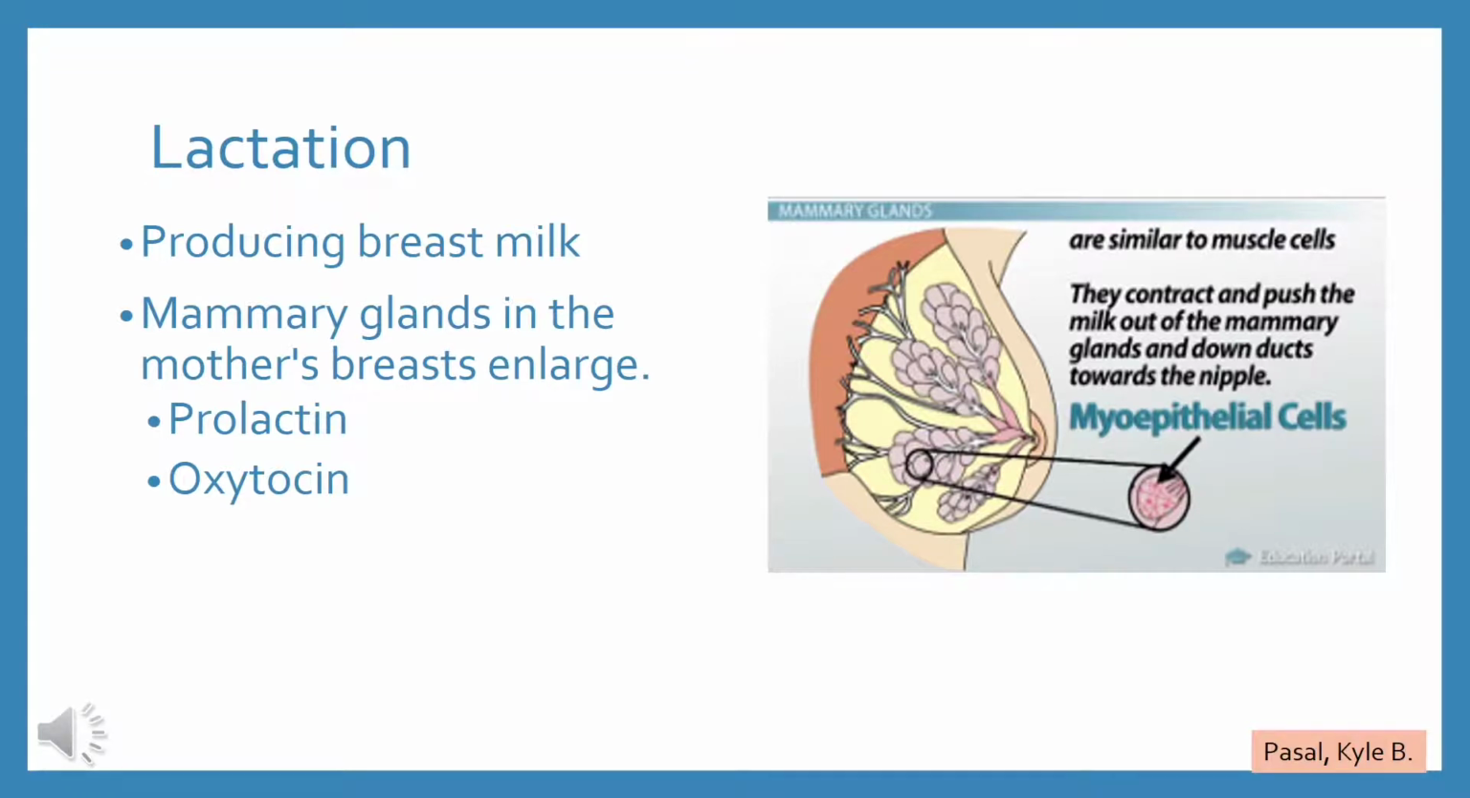Once milk has been produced, it needs to travel from the mammary gland to the nipple. This is under the influence of another hormone called oxytocin, as well as the presence of myoepithelial cells which surround the mammary glands. Myoepithelium cells are similar to muscle cells. They contract and push the milk out of the mammary glands and down ducts towards the nipple. This process is known as milk letdown.